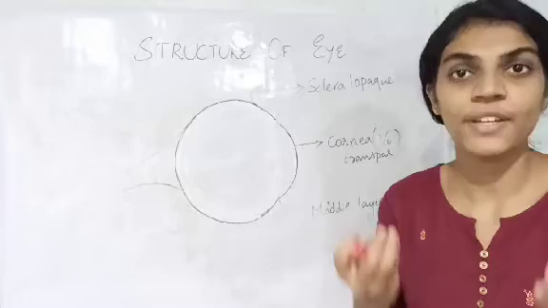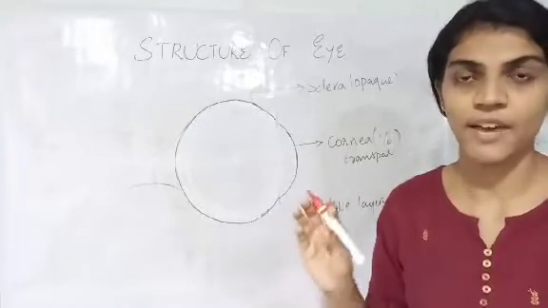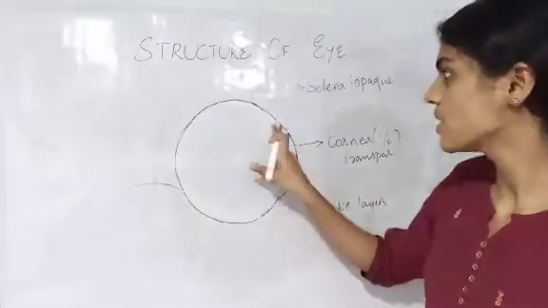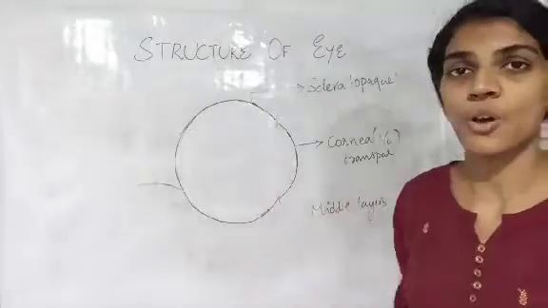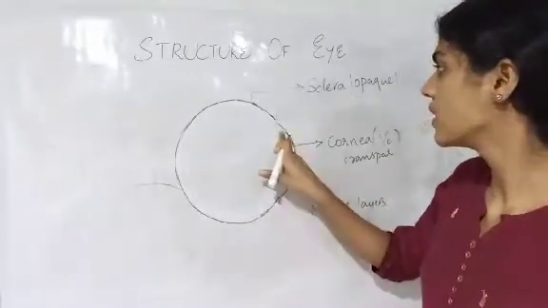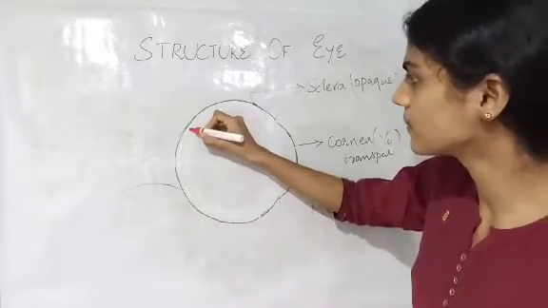That is, it is having blood vessels. Okay, it is highly vascularized. Vascularized means it is having lots and lots of blood vessels in it. Okay, so the middle layer is known as choroid. CHOROID, choroid.